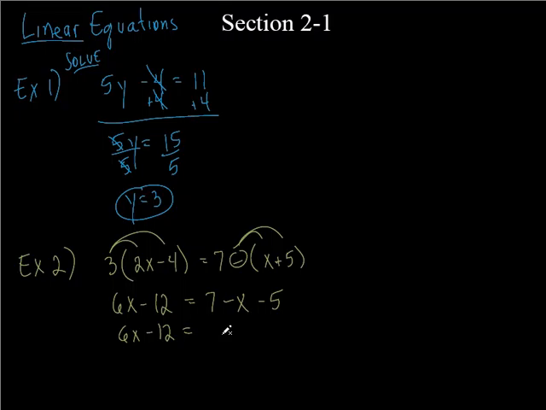7 minus 5 is 2. So it's 2 minus x. All right, now we can get rid of some stuff.